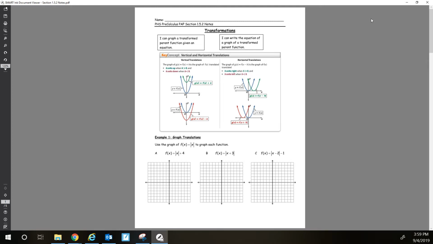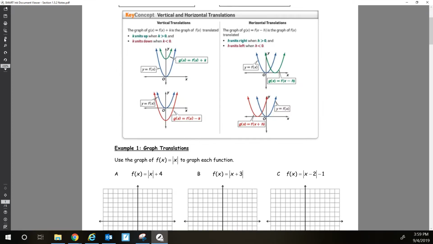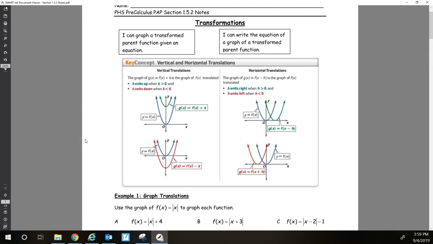We are now covering transformations. We talked a lot about them last year in Algebra 2, so this should be a nice, happy little review for you. You're going to need to do two things. One, if you are given an equation of a parent function with transformations, you need to be able to list out the transformations and be able to graph it. And then you also need to, if you're given a graph of a transformed parent function, be able to tell me, again, what are the transformations and be able to write the equation.